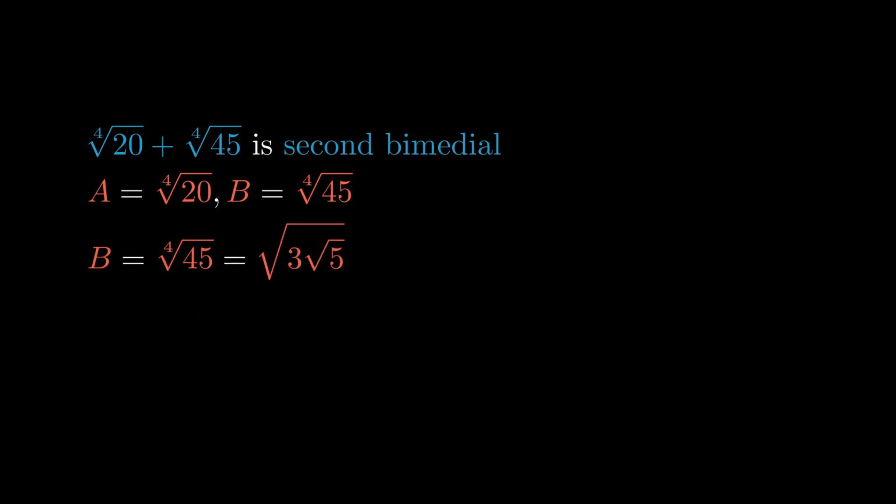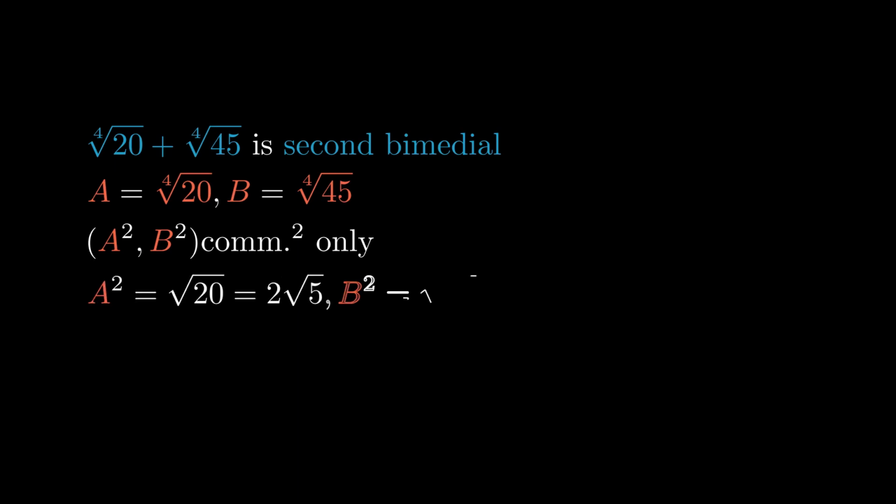B equaling the fourth root of 45 is equal to the square root of 3 times the square root of 5, the geometric mean of 3 and 5, which are rational by Euclid's definition, but commensurable in square only, so the fourth root of 45 is medial. A and B are not commensurable, but their squares are, because A squared equaling the square root of 20 is equal to 2 root 5, and B squared equaling the root 45 is equal to 3 times the square root of 5, and they're both measured by the square root of 5.